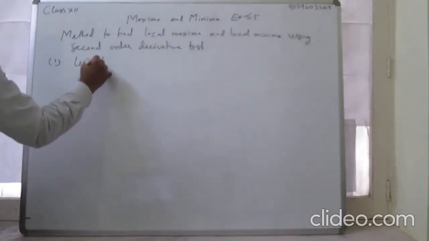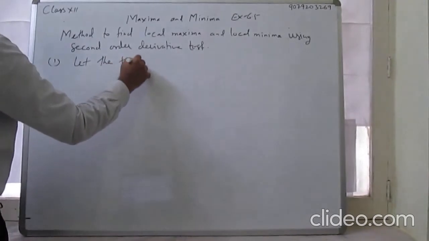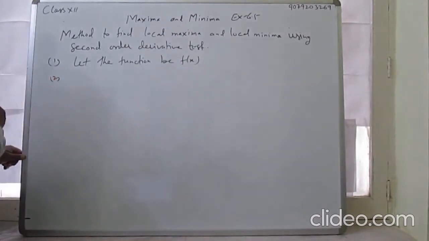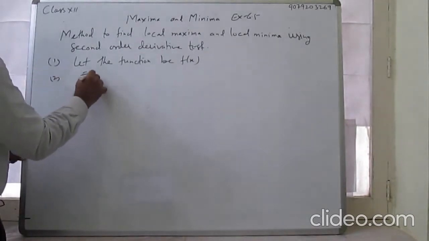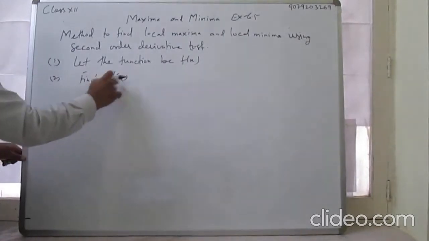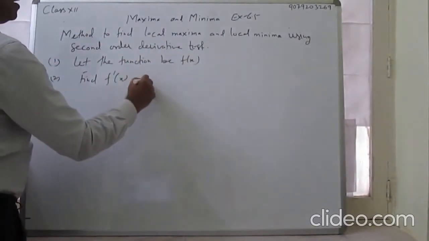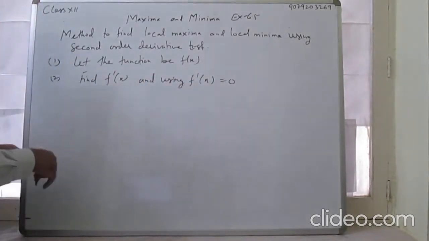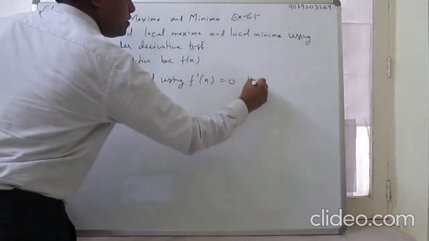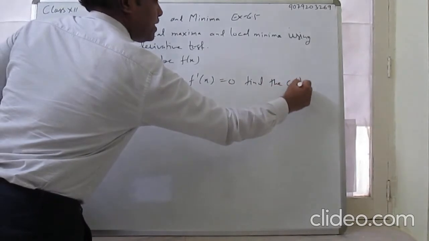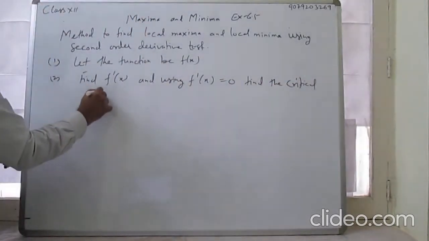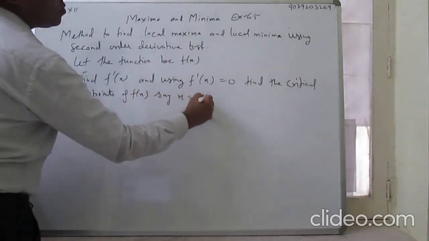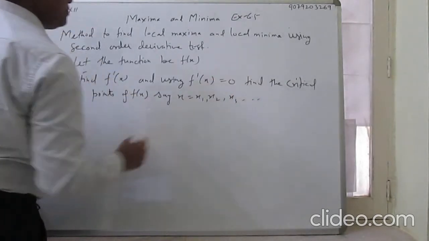Let the function be f(x). Second point: find f dash x. Find the differentiation of f(x), and using f dash x equal to 0, find the critical points of f(x). Say x is equal to x1, x2, x3.